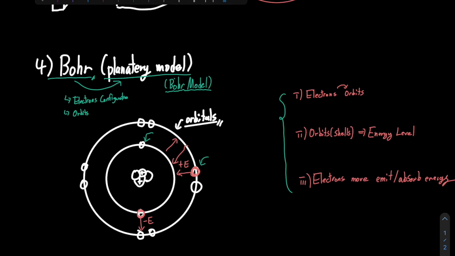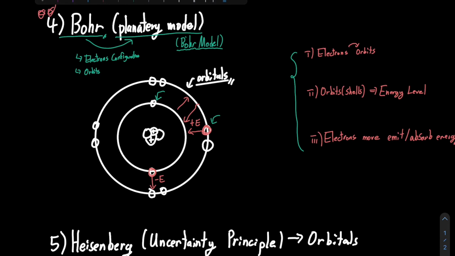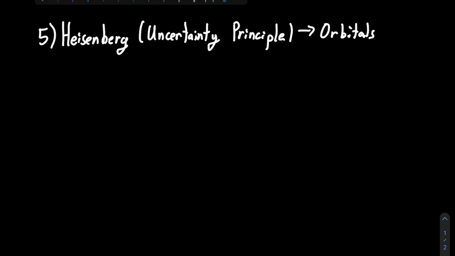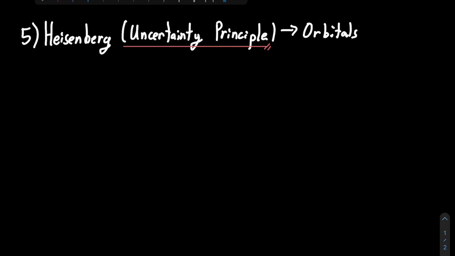Alright, so this is basically what the Bohr model or planetary model represents. Now, although we do use this Bohr model quite often in chemistry, it was actually proven incorrect by this mathematician called Heisenberg. Heisenberg introduced the uncertainty principle, and you know how Bohr said that electrons exist in these certain areas called orbits. Heisenberg proved mathematically that it was impossible to know the exact position of electrons. And this introduced a new concept called orbitals.